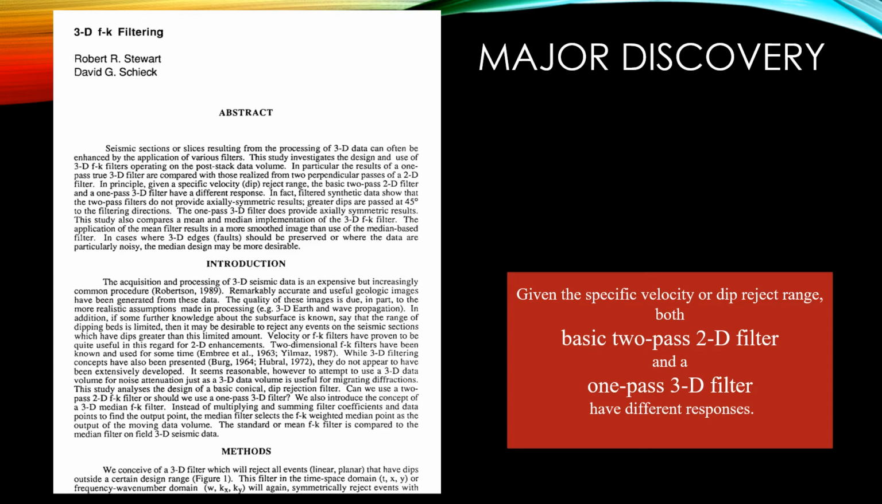The reason why they did this is because they claimed that the FK filter on the prestack data could not completely eliminate the unwanted signal. Then, given a specific velocity or dip reject range, they observed different responses in the basic 2-pass 2D filter and the 1-pass 3D filter that they applied to the data. In fact, they said that the 2-pass filter does not provide an axially symmetric result, while the 1-pass 3D filter does provide an axially symmetric result.